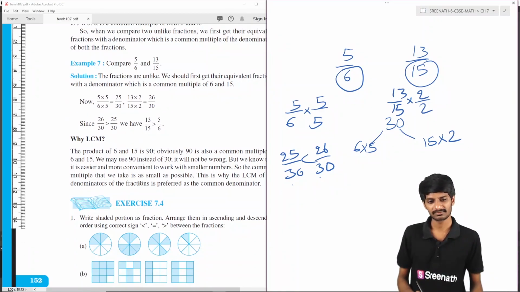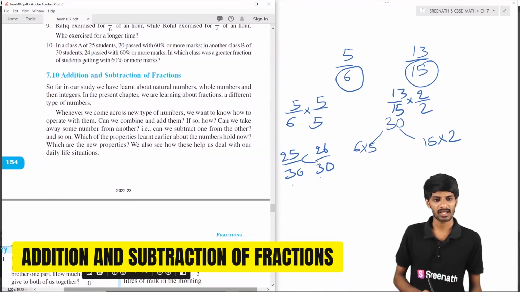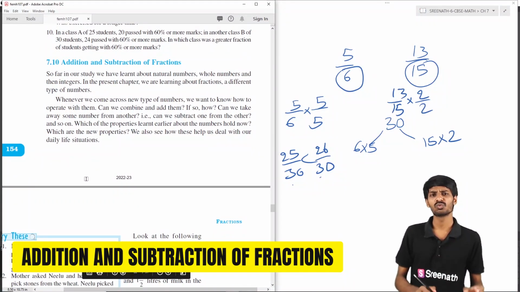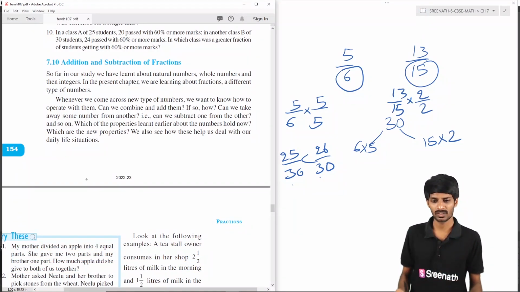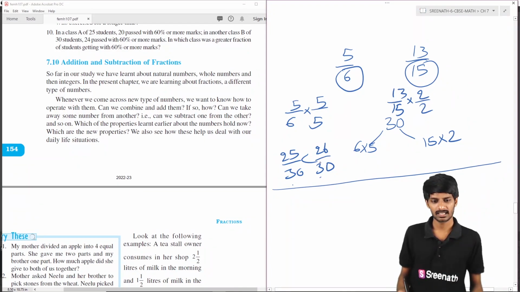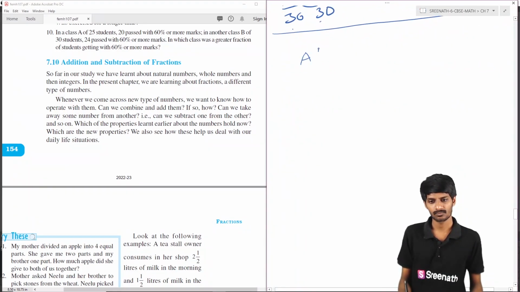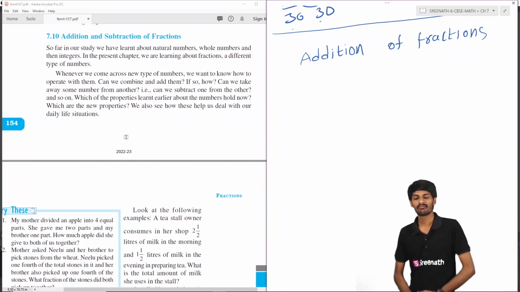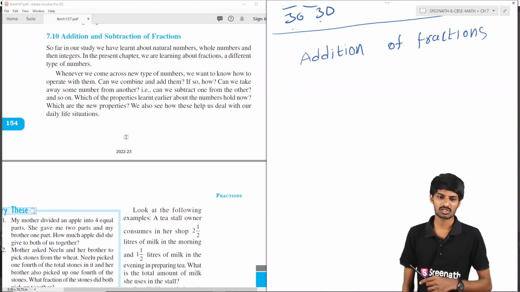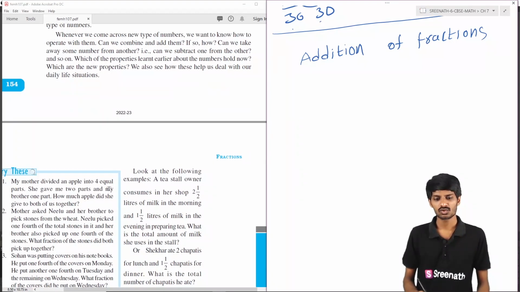Like that, students. The next thing is addition and subtraction of fractions. We know how to compare them, then how to add and subtract, students. Addition and subtraction of fractions. We have already done addition and subtraction for integers, natural numbers, whole numbers. There are some properties also, so we'll do it like this also.